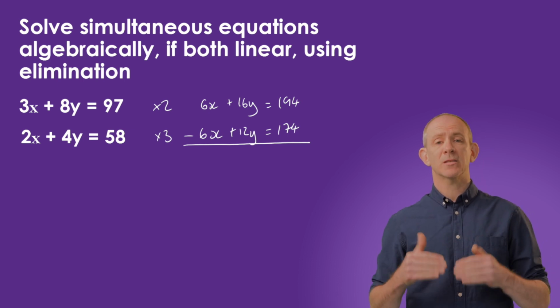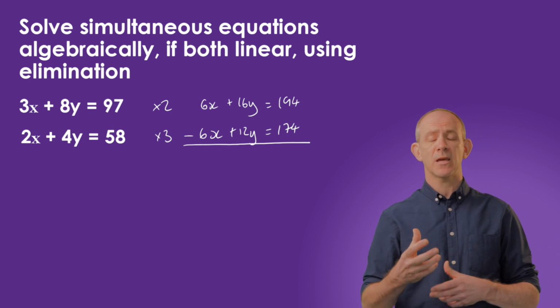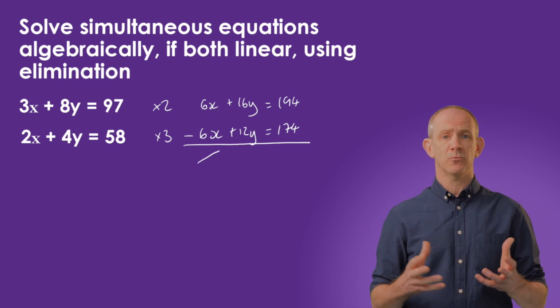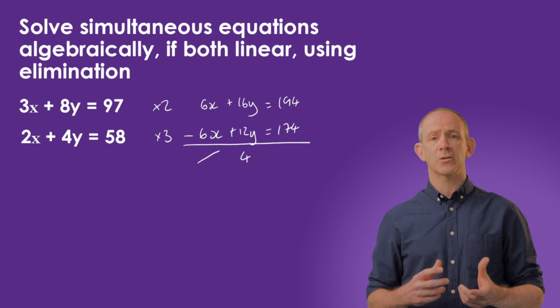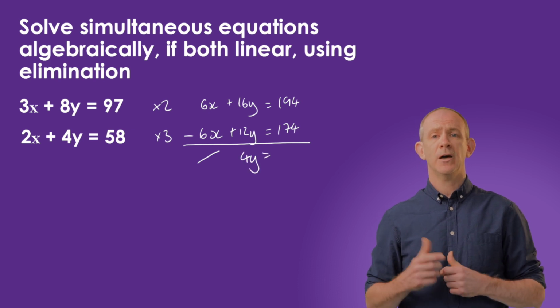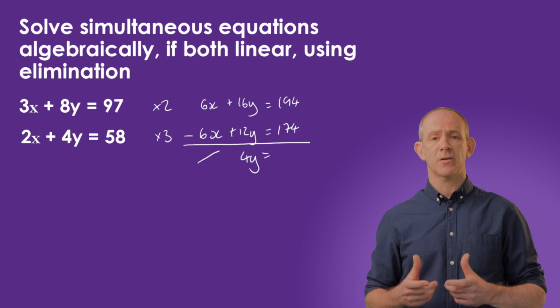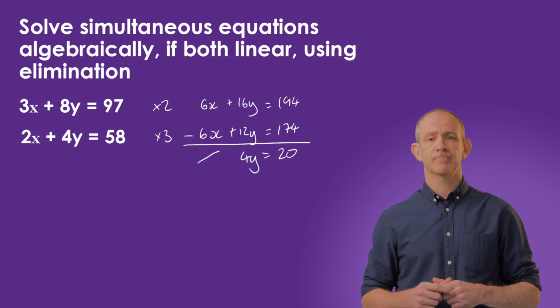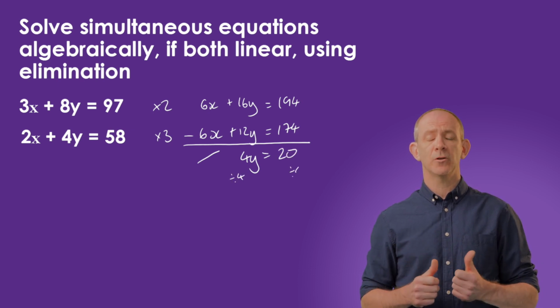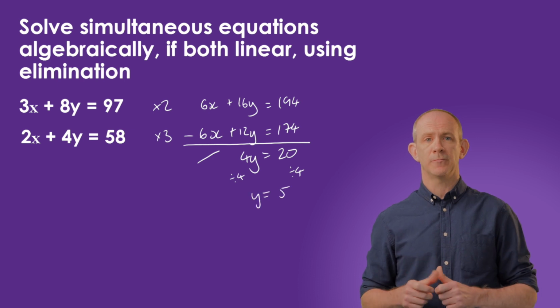So if we subtract the second equation from the first one, 6x take away 6x is nothing, or 0. 16y take away 12y would give you 4y, and 194 take away 174 would give you 20. If we divide both sides by 4, we'd end up with y equals 5.